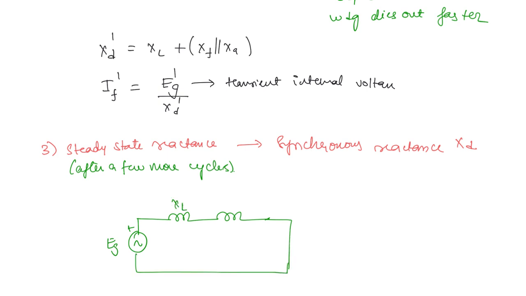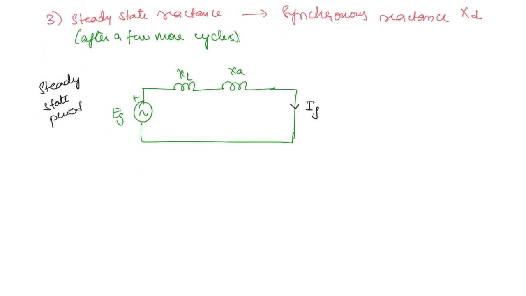Here you have the leakage and the armature reactance. This is called the steady state period. And now the fault that we have here is the fault current IF, the steady state fault current. So what is the synchronous reactance? This is equal to XL plus XA. So here you can write this point as well.